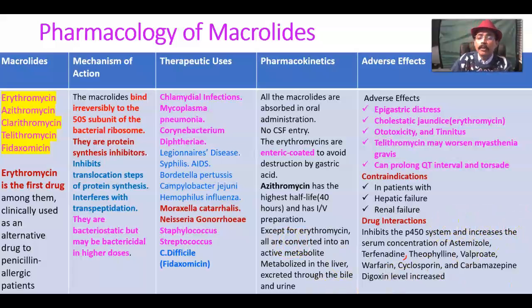And in the case of digoxin, we have a different type of problem. Digoxin is normally degraded in the intestine by some type of bacteria. The macrolides actually kill those bacteria, so the digoxin level is increased in the body. It is more absorbed in certain situations. So there may be toxicity due to digoxin.